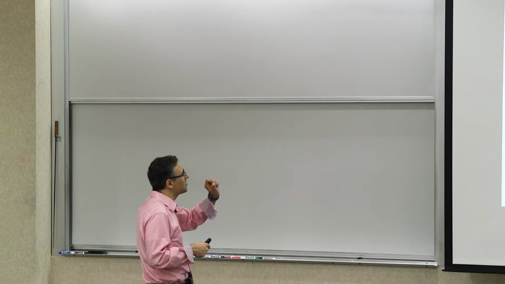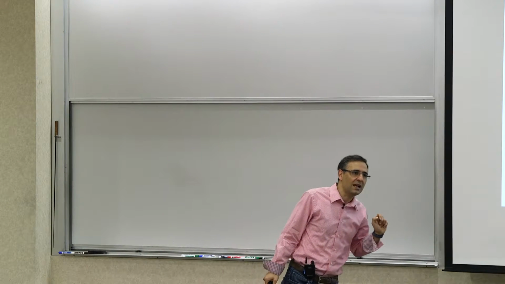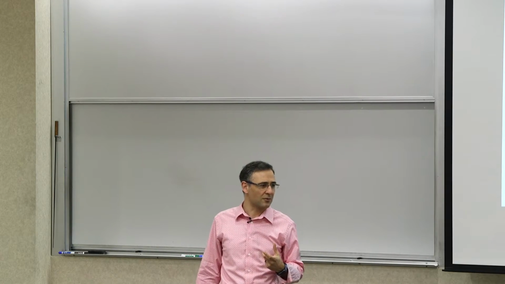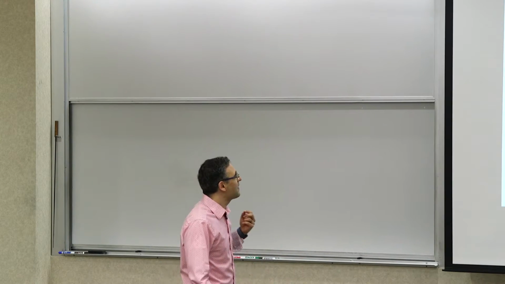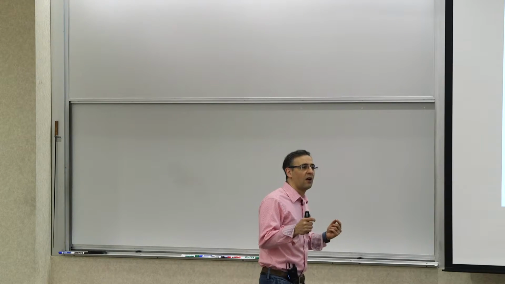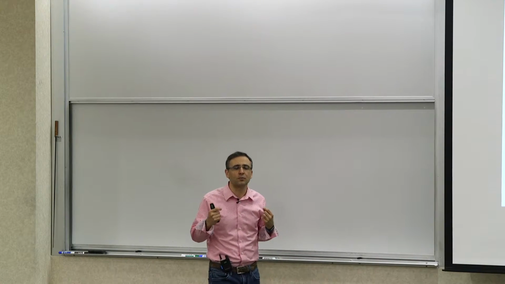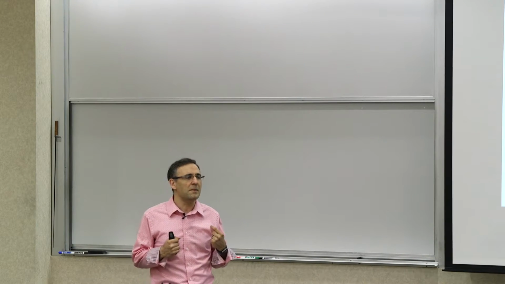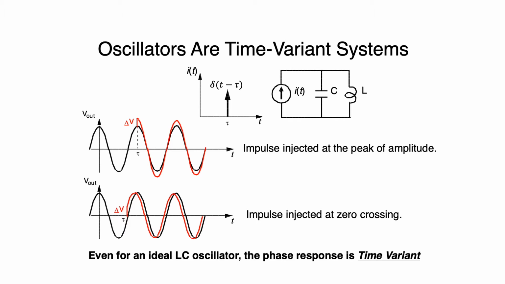Now, the next slide is an important slide. So this picture is very important. Even for an ideal LC oscillator, which is probably one of the simplest things you can think about, the response of the oscillator's phase to perturbation is time varying. What do we mean by that? Think about this simple example. If you have an ideal L and ideal C in parallel, and you have a current source in parallel, which is 0 at all times except for t equal tau, so the input is delta of t minus tau.